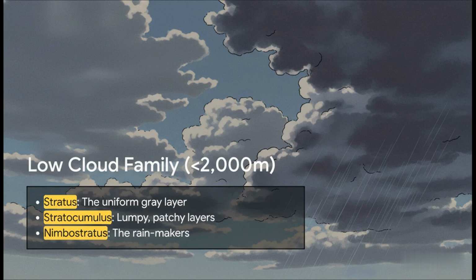And then there's nimbostratus. Now here's a key word for you, nimbus. Anytime you see nimbus or nimbo in a cloud name, it means rain. And these guys, these are the classic, steady, all-day-long rain clouds.